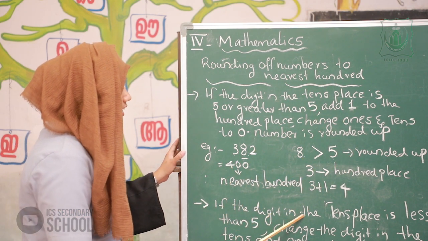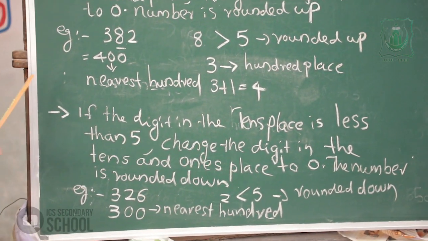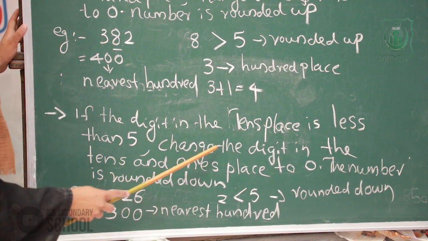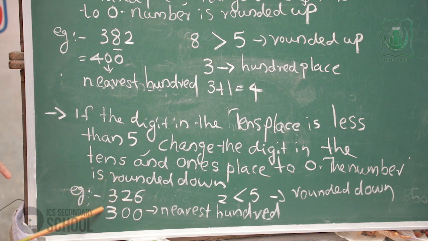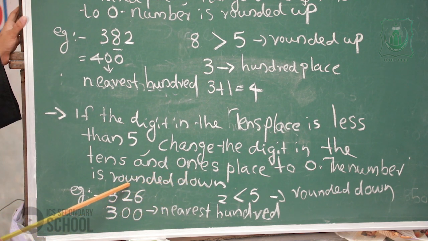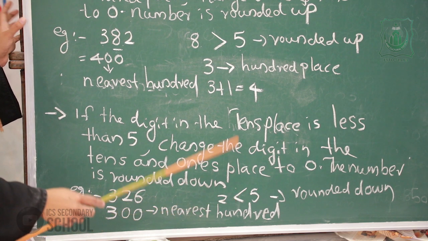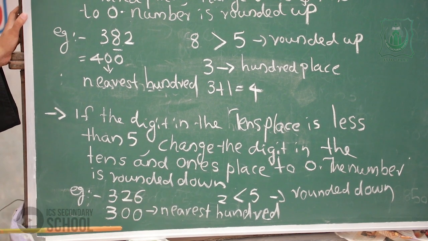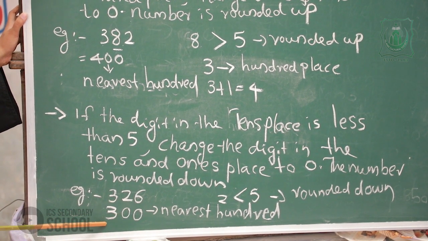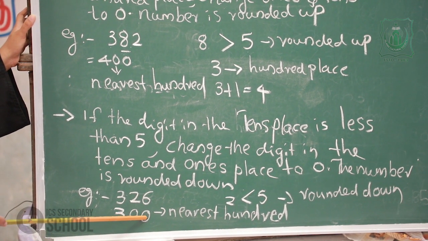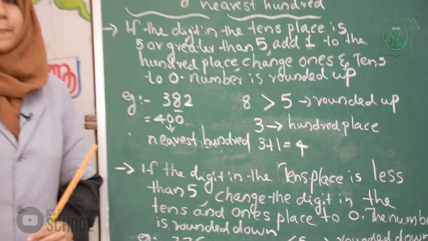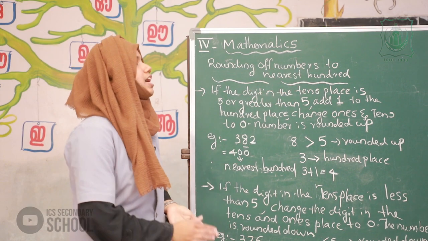Next one is if the digit in the tens place is less than 5, that means below 5. Change the digits in the tens and ones place to 0. There is no change in which place? 100 place. In the case of 326, 2 is in which place? Tens place. 2 is smaller than 5. So there is no change in the 100 place. Change the ones and tens to 0. This is rounding of numbers to the nearest 100.